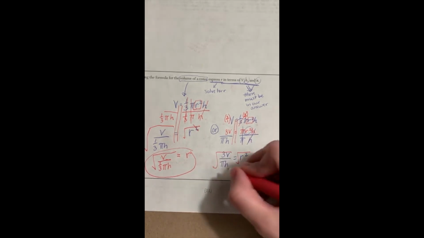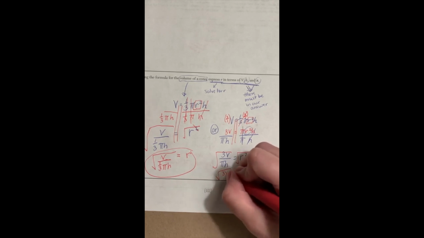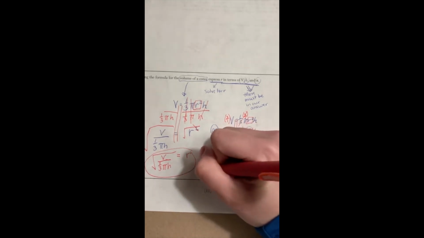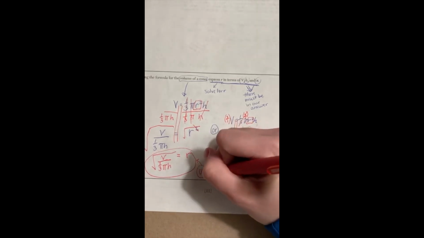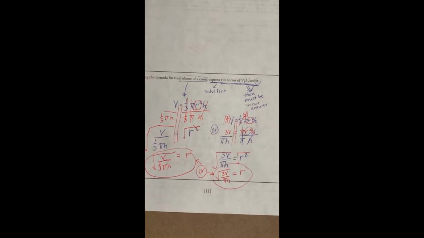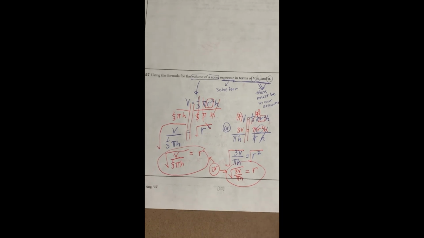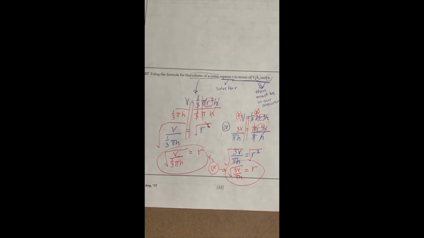I'm left with r equals the square root of 3v over pi h. So either one of these choices or final answers is correct. It really just depends on your preference of solving. All right, that is it for question number 27.